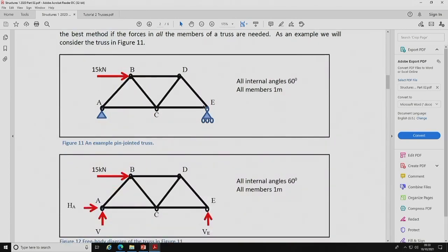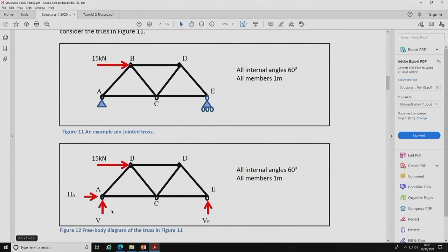The first thing, we'll find out how much the ground reaction forces are. For that, we draw a free body diagram for the whole truss. So we strip off the supports. This is a pin, and as we said before, a pin means the possibility of two reaction forces, horizontal and vertical. Let's say that is HA and VA. A roller means only one reaction force, vertical, so VE. Using the equilibrium equations that you have learned, you can find out what these three reaction forces would be.